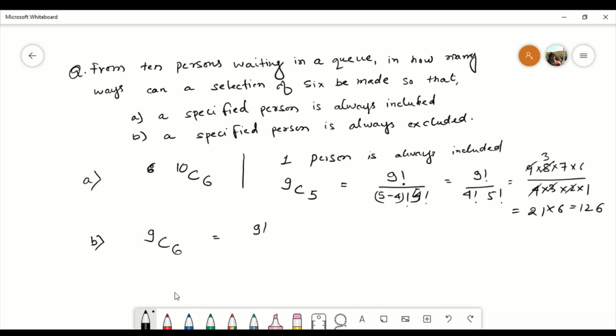Which will be 9 factorial upon 6 factorial into 3 factorial, right? Which is 9 into 8 into 7 by 3 into 2, which is 3, 3, 2, 4, 12 into 7, which is 84, right? So I hope these two are clear to you.